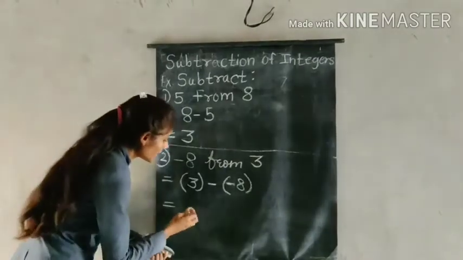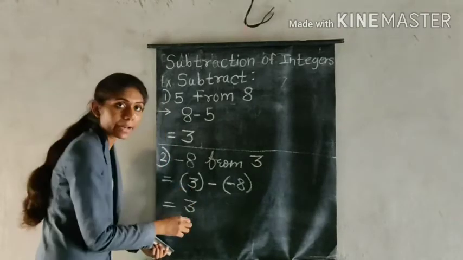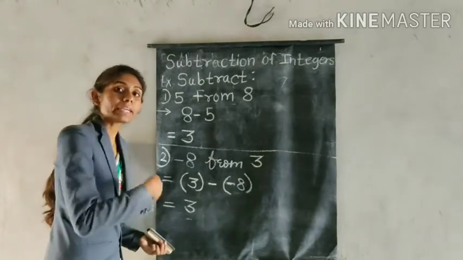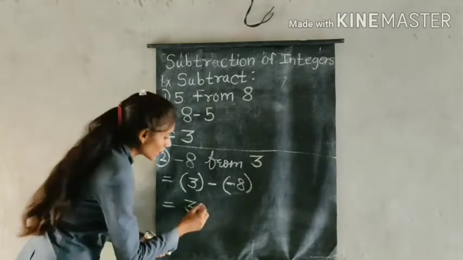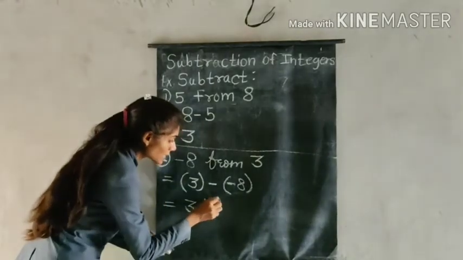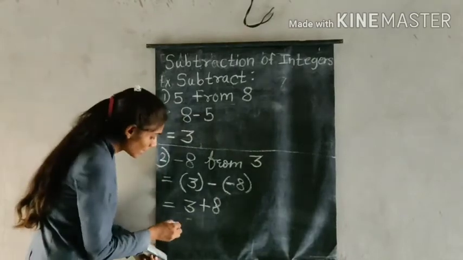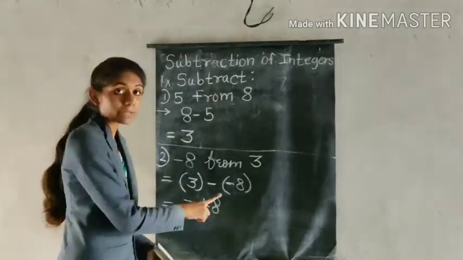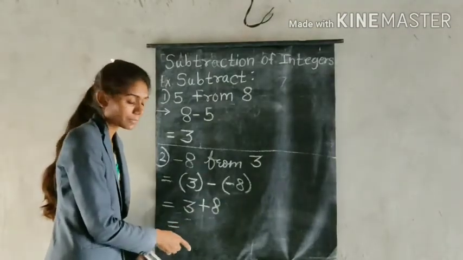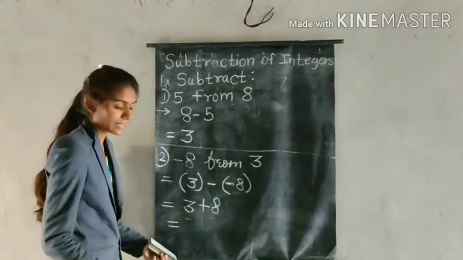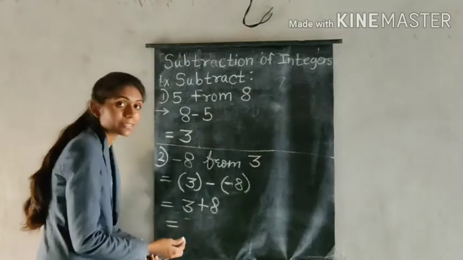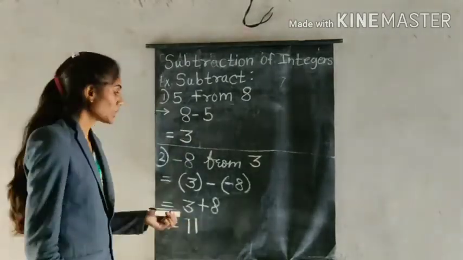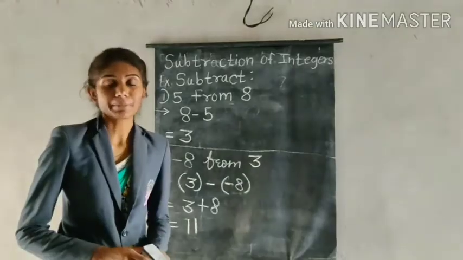So here the first number comes as it is, so it is -8. The second number's sign will change, so it will become +8. And then we will perform the addition. After changing the sign, we have to perform the addition according to their signs. So 8 and 3, the answer will be 11. So in this way we can solve the subtraction.